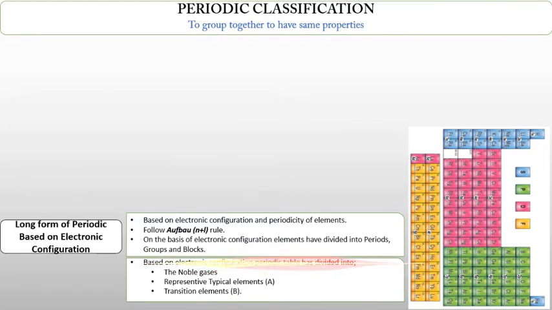What is periodic classification? Periodic classification means to group elements together having the same chemical or physical properties. This is for easiness to study elements and get much knowledge about their properties in a short time.